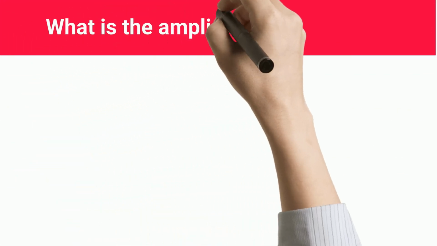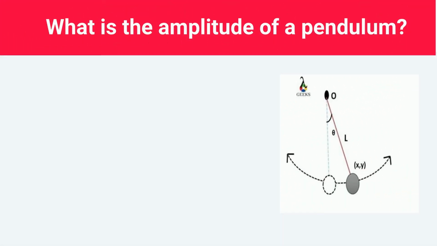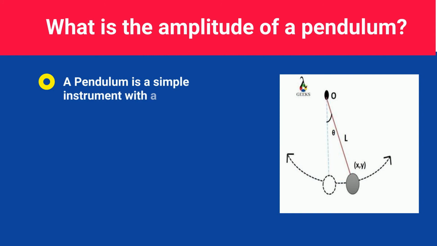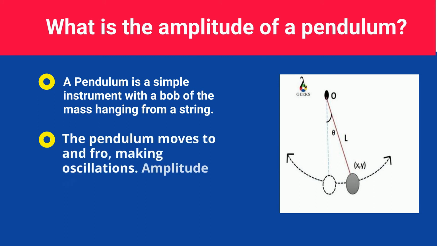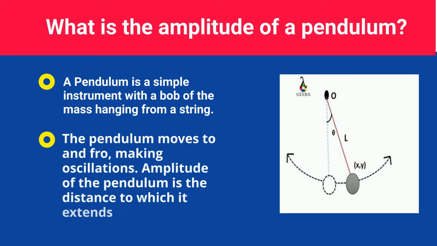What is the amplitude of a pendulum? A pendulum is a simple instrument with a bob of mass hanging from a string. The pendulum moves to and fro, making oscillations. See the figure above, and you can see that the amplitude of the pendulum is the distance to which it extends to both sides.